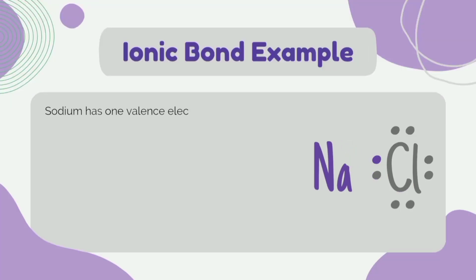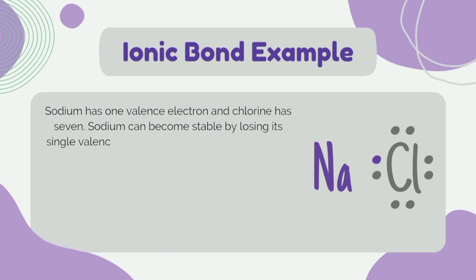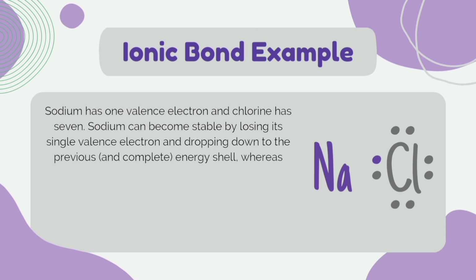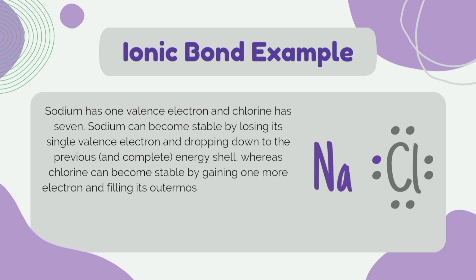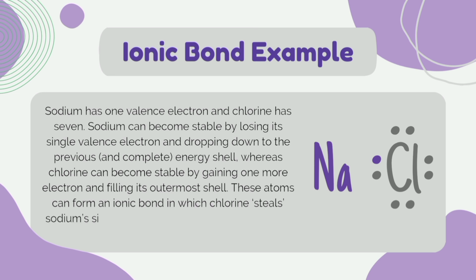Sodium has 1 valence electron and chlorine has 7. Sodium can become stable by losing its single valence electron and dropping down to the previous, and complete, energy shell, whereas chlorine can become stable by gaining 1 more electron and filling its outermost shell. These atoms can form an ionic bond in which chlorine steals sodium's single valence electron, creating stability for both atoms.